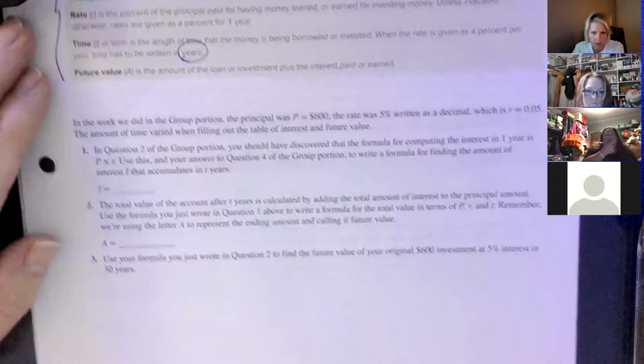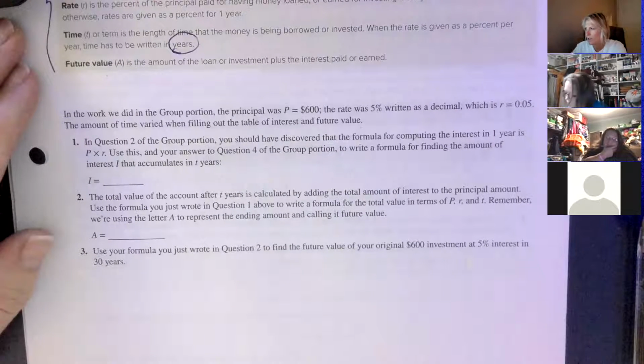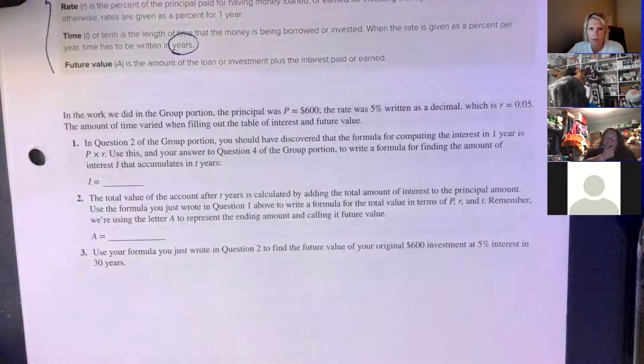So I'm going to let you ladies read through this. 1, 2, and 3 kind of all go together. I'll pause the recording for just a moment.